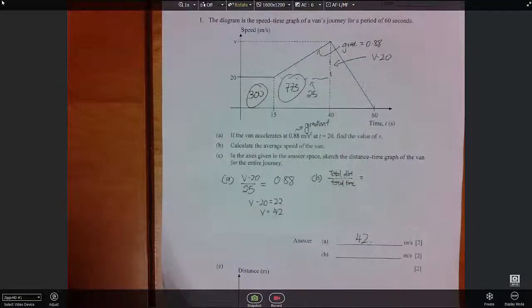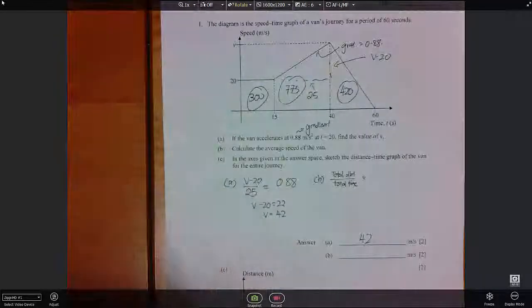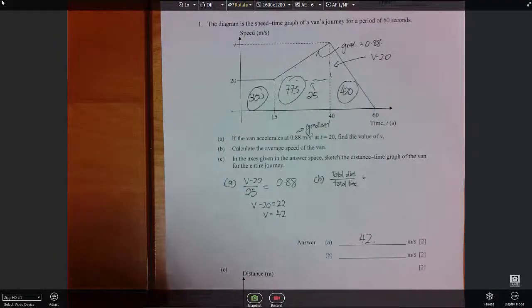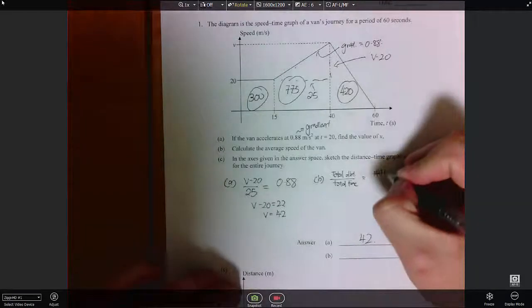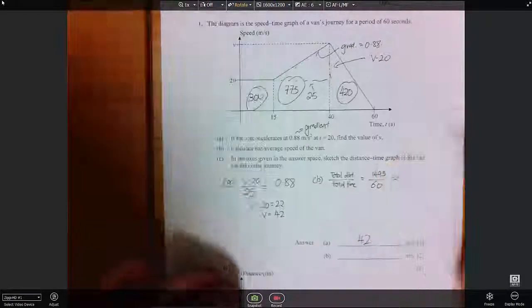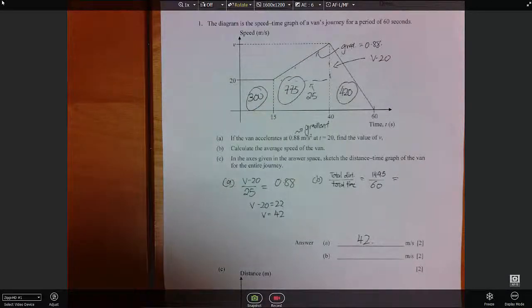This portion here is half times base, which is 20, times my height, which is 42. This portion here is 420. So my total distance is 300 plus 775 plus 420, which is 1495. My total time is 60. So 1495 divided by 60 is 24.91.